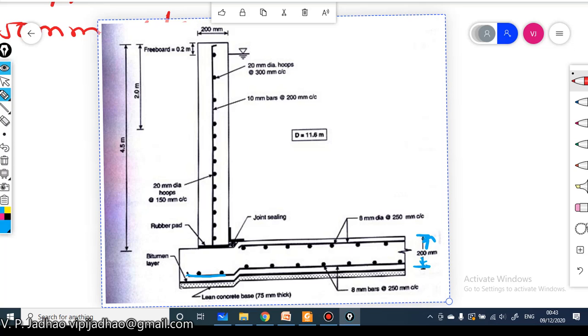We again have to provide some lean concrete or PCC layer below this particular water tank and a bitumen layer. You can see here a bitumen layer is provided below this water tank. It will again prevent the leakage of water. So this is how we will be designing the water tank. Again a freeboard of 0.2 meter is provided here. So these are the drawings for your water tank design. With this, the design is completed. Thank you.